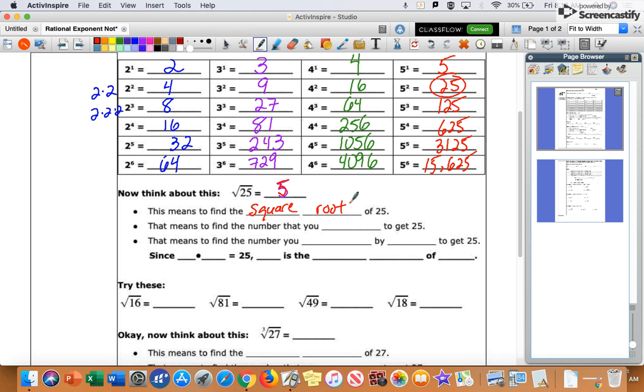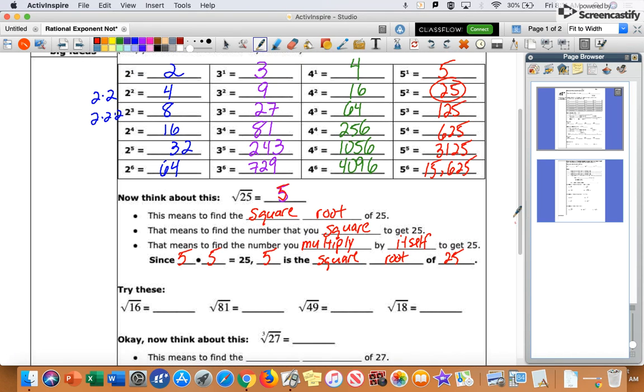And that means to find the number that you square, we talked about that just a second ago, to get 25. So 5 times itself is 25. So this means to find the number that you multiply by itself to get 25. So as we said, 5 times 5, since 5 times 5 is 25, that means that 5 is the square root of 25.